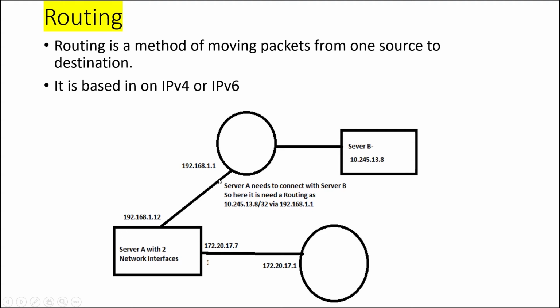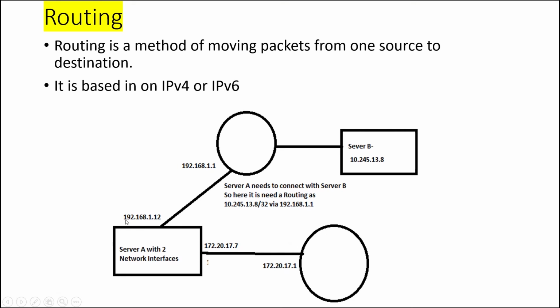You can see the path on your diagram. But the thing is, server A has two interfaces. So how does the data decide which path to use to send data to server B? At that time, routing helps to transmit data on the correct path. Let's say server A sends data to the 172.20.17.7 net using that network interface card. Then data goes on the wrong path.